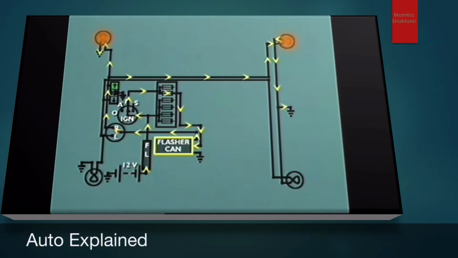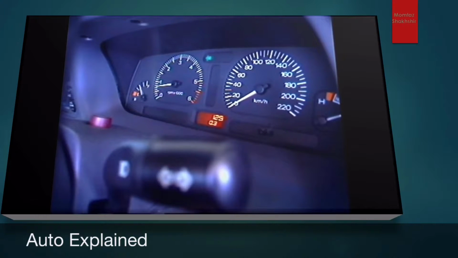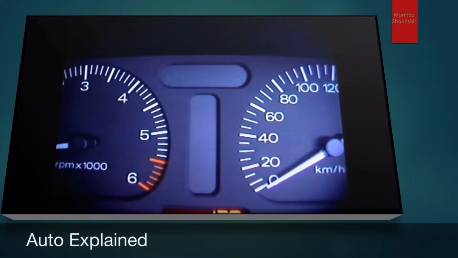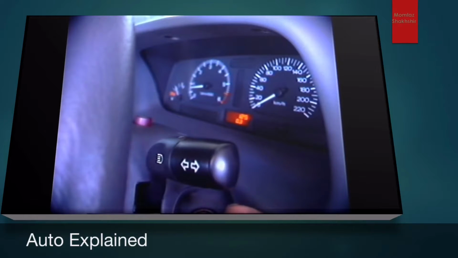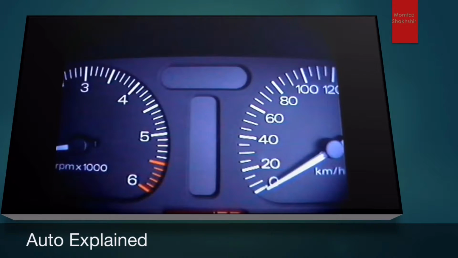A pilot light on the instrument cluster also pulsates. The operation of the flasher unit also produces a clicking sound to warn the driver that the indicators are in operation. When the indicator switch is returned to the off or central position, no current flows through the flasher unit, so the timer circuit is switched off.